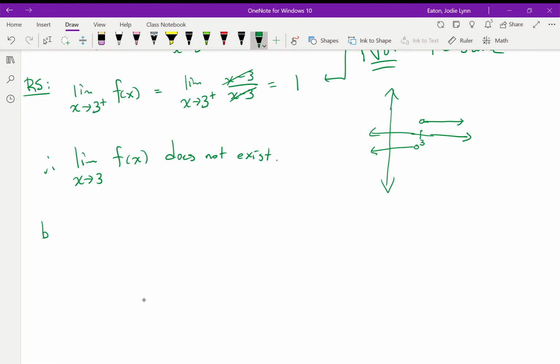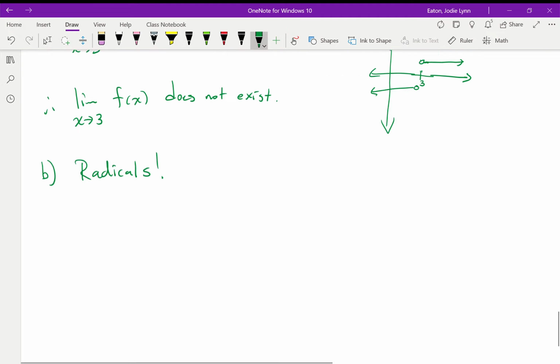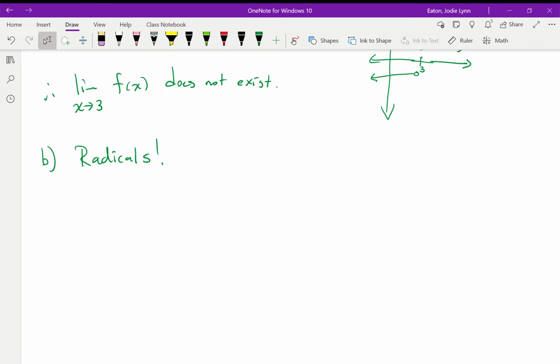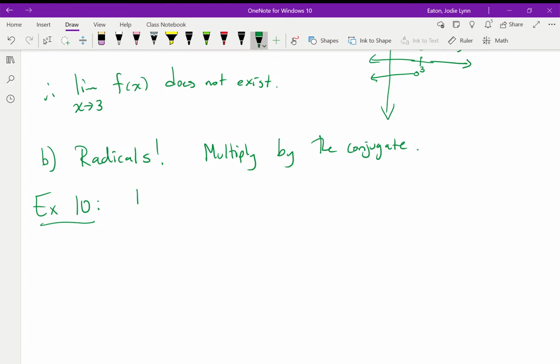Okay, special case B, everybody's favorite, radicals. Totally radical. So we have a strategy for radicals when we wind up with an indeterminate form, so 0 in the numerator and denominator, and that is multiply by the conjugate. And that gets into some very interesting algebra sometimes. So, example number 10. We have the limit as x approaches 10 of radical x plus 6 minus 4 over 10 minus x.